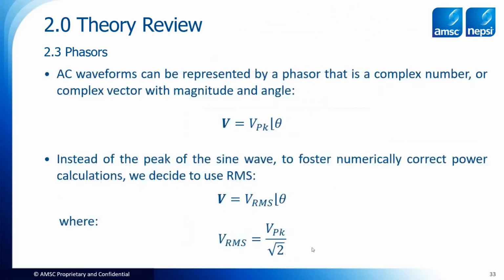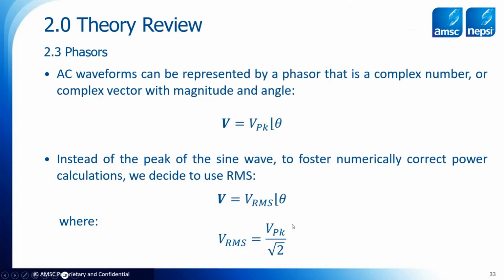The AC waveform can now be represented by a phasor, or complex number, with magnitude and angle. I'm showing that example here. This is maybe hard to see on the slides, but this is a bold V. Anything that's bold, I'm calling a vector or a complex number. Instead of the peak of the sine wave, to foster numerically correct power calculations, we decide to use RMS. We could go into a whole explanation of RMS, but let's just understand that this is typically how we do it in AC power. We say the vector is the RMS value for that single sine wave at an angle theta.